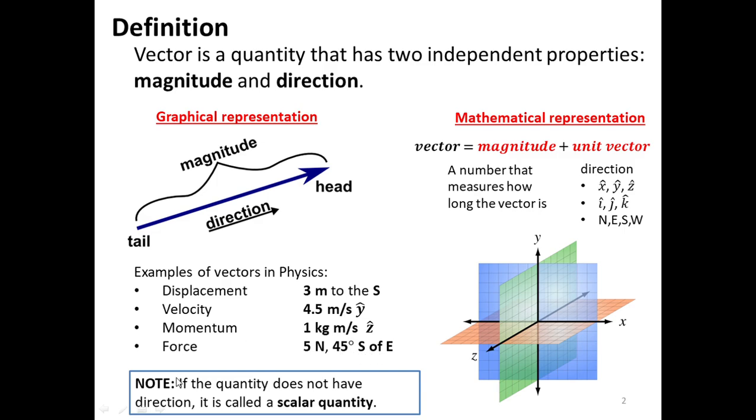You have to take note as well that if the quantity does not have a direction, we call that a scalar quantity. These are our examples for the vector quantity, right? If we remove the direction of each of these examples, say for example, we have 3 meters only, we do not have the direction, then 3 meters is called a scalar quantity. It is no longer a vector quantity because we removed the direction. But if we have both the magnitude and the direction, we call that a vector quantity. So I hope that is clear.